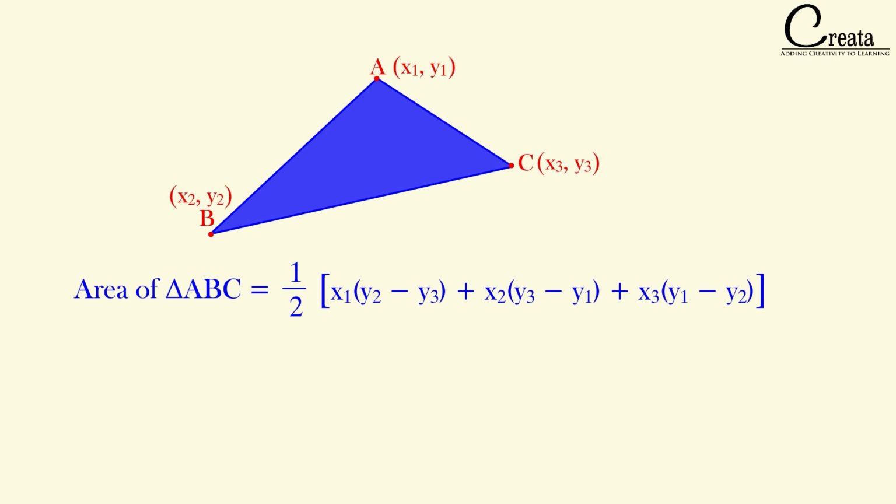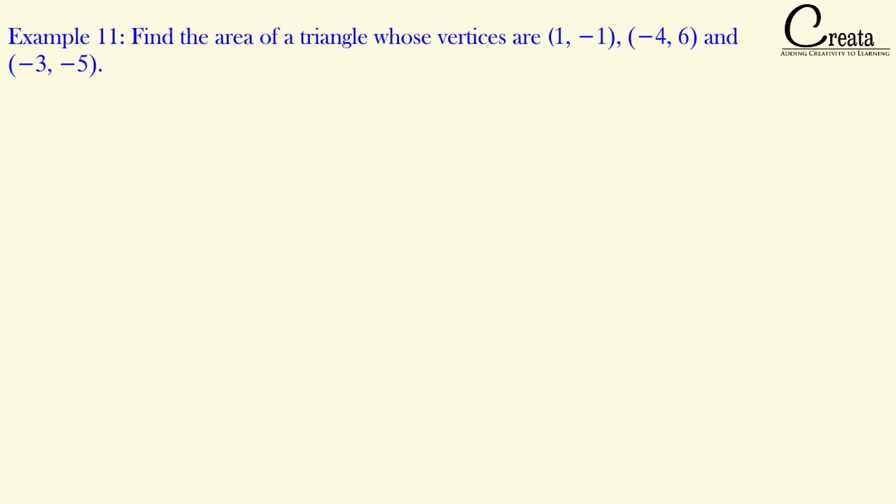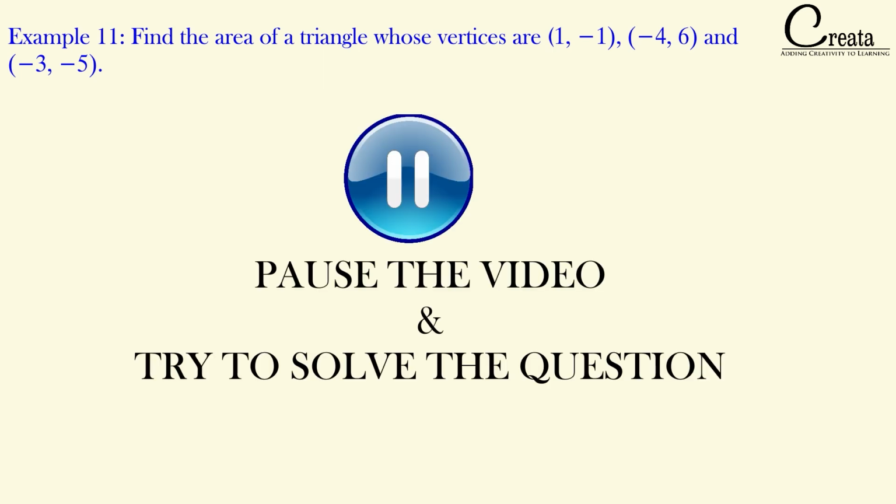So moving further, we got the area of the triangle in coordinate form. We are done with the theory. Let's take up NCERT example questions, from question number 11 to question number 15. The first question is, find the area of a triangle whose vertices are (1, -1), (-4, 6) and (-3, -5). Try to solve this question by pausing this video. Very simple question.